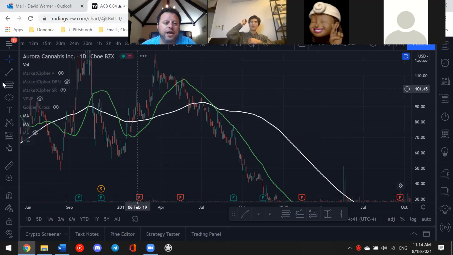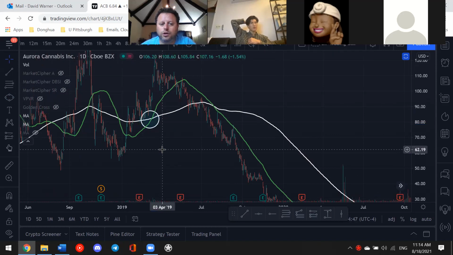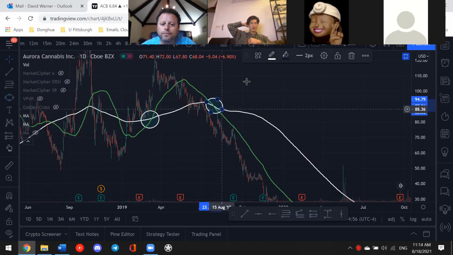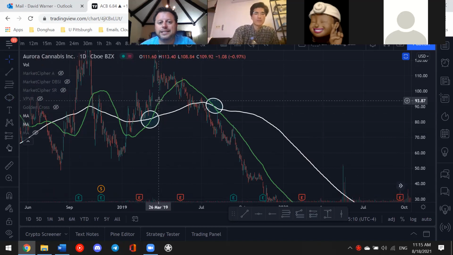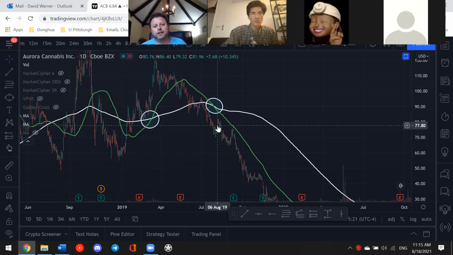Now, here's the big magic. What happens when the 50 crosses the 200? Here, the 50 crosses above the 200. Here, the 50 crosses below the 200. This is the golden cross, and this is the death cross. When you see a golden cross, 50 crossing above 200 SMA, that means buy. That means price is going up. When you see the 50 going below the 200, that means sell. That means price is going to crash.